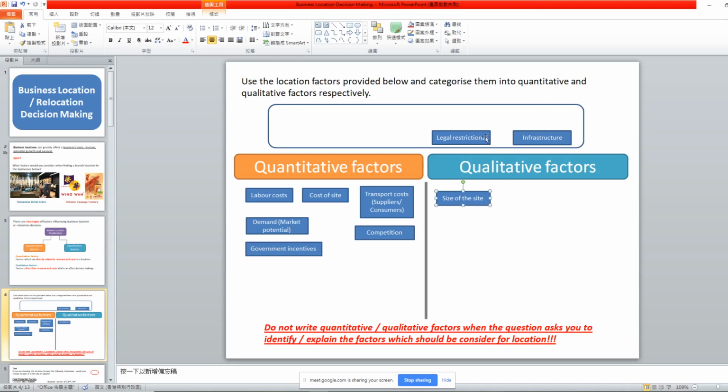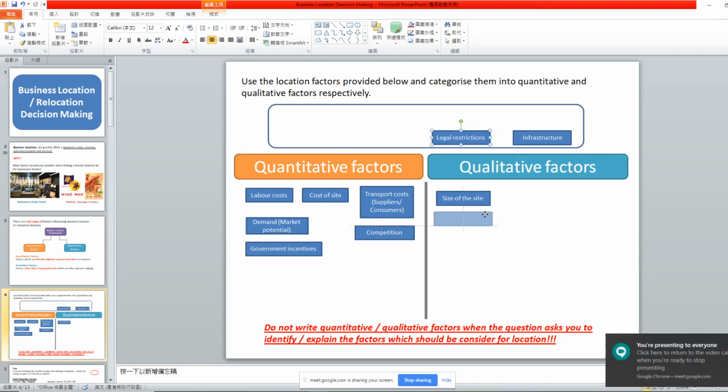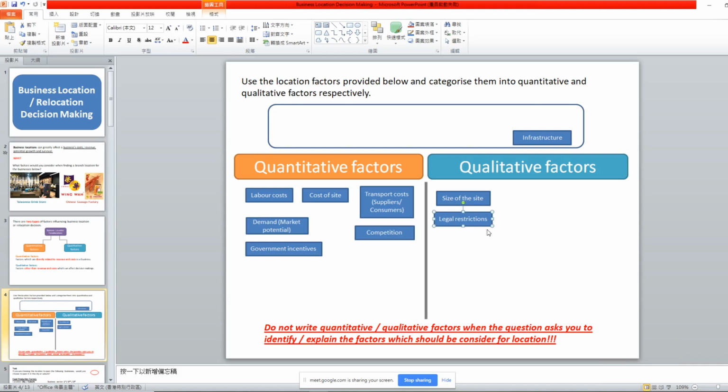What about legal restrictions? Legal restrictions. Yeah, Chloe, why should we consider this factor as well?